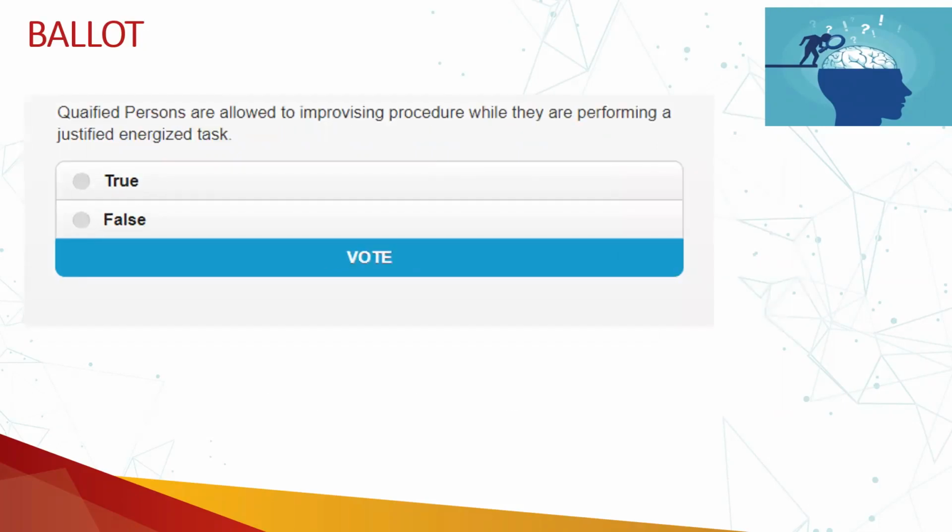Qualified persons are allowed to improvise procedures while they are performing a justified task. No, they are not allowed to improvise. They only have to follow the written process and the procedure. So whatever procedures are there, they have to follow those.